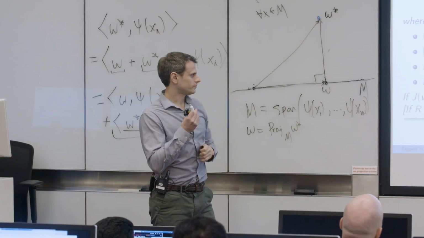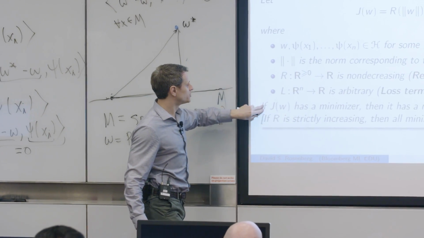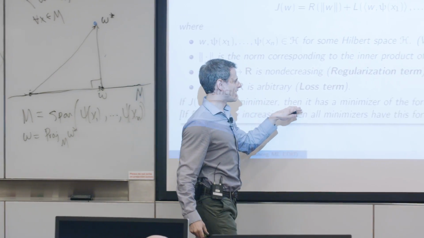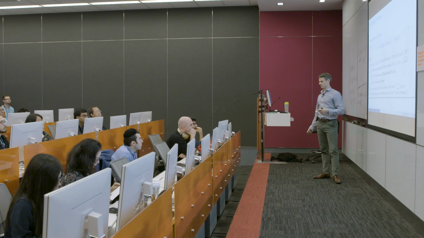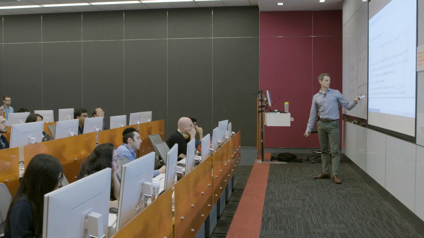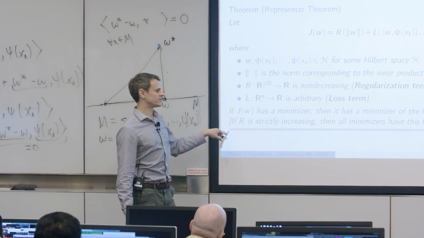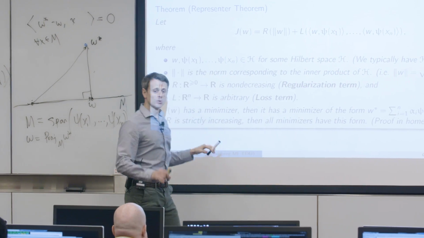All right. So that proves this. If J of w has a minimizer, then it has a minimizer of this form. It may have another minimizer not of this form. Okay? That's possible. But it's only possible if R is not strictly increasing. If R is strictly increasing, then all the minimizers have this form. We haven't proved that yet.